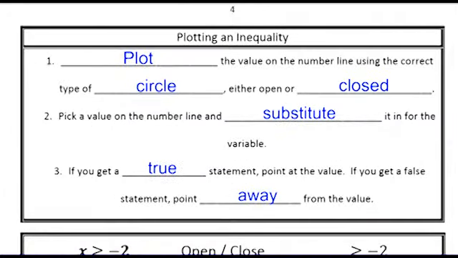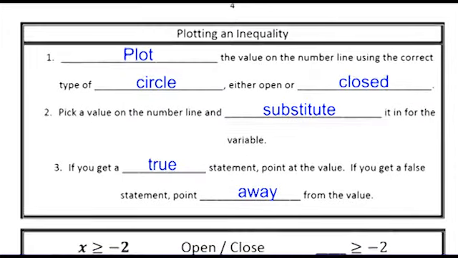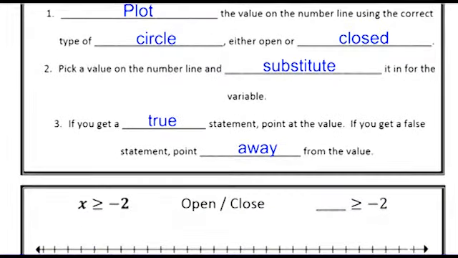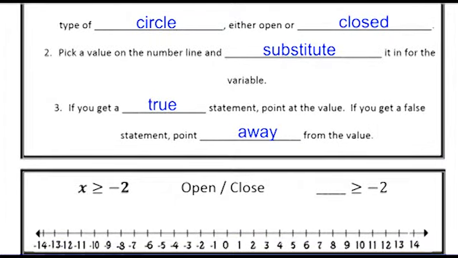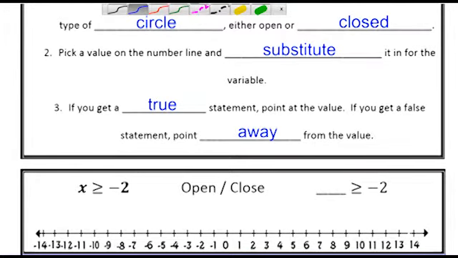So let's try one of these together. We have x is greater than or equal to -2. First, we ask ourselves, is it going to be an open or closed circle? It's going to be closed because I see the equal sign as well. It's going to be at -2. So I plot a closed circle at -2.